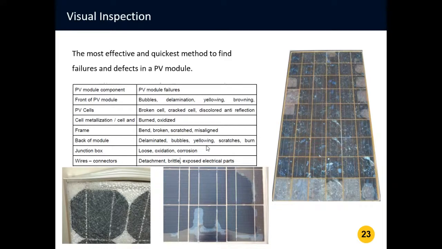So detailed in this table are the features that we would look for in a visual inspection test. So any delamination, any loss of mechanical stability of the module, the frame damage, all would be noted during the visual inspection test.